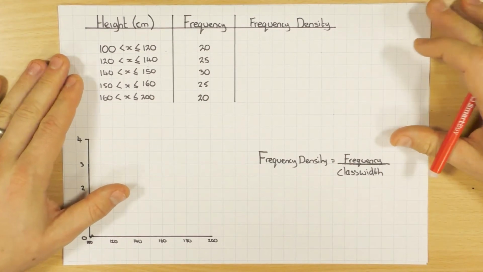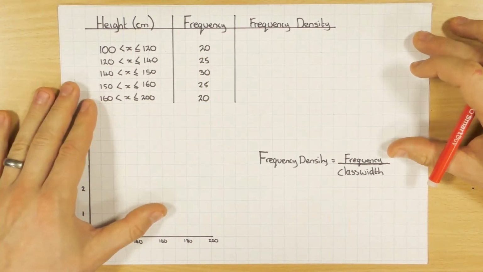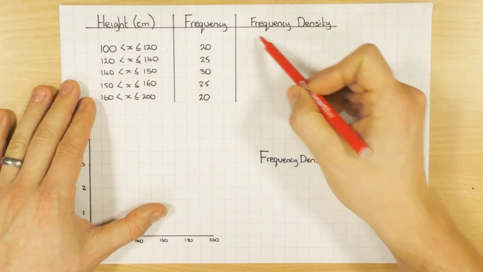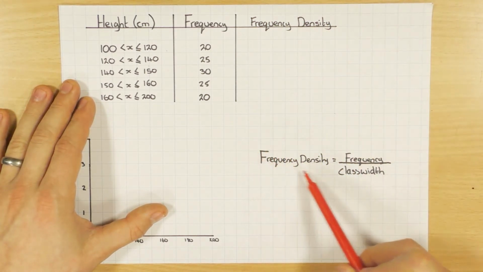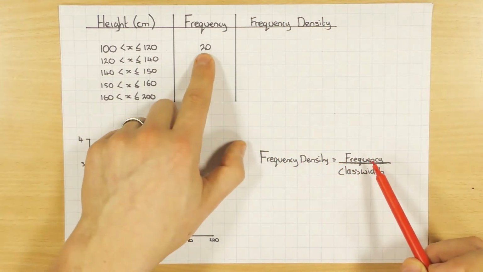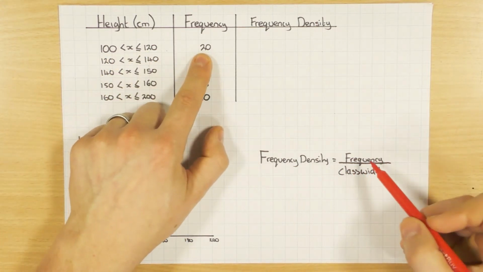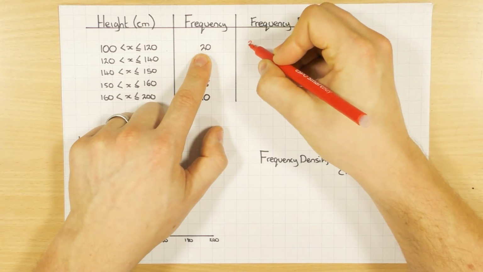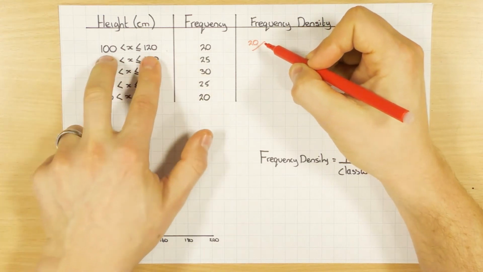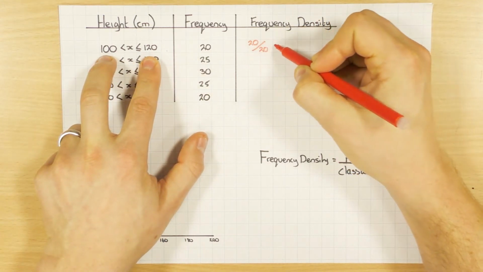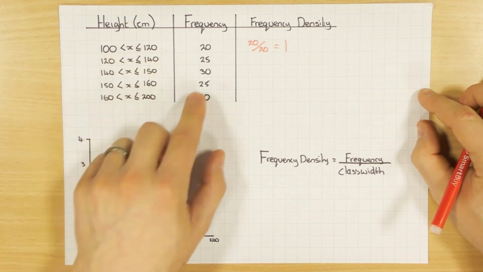So I've got exactly the same table of data here. I've got my height and my groupings. I've got the frequency. Now with a histogram, you have to work out something called the frequency density. And to do that, all you do is you take the frequency and you divide it by the class width, so the difference between these two here. So if we do the first one, I'm going to have 20 as the frequency. I'm going to divide that by the class width here, which is 20. And 20 divided by 20 is 1. So the frequency density for that one is 1.